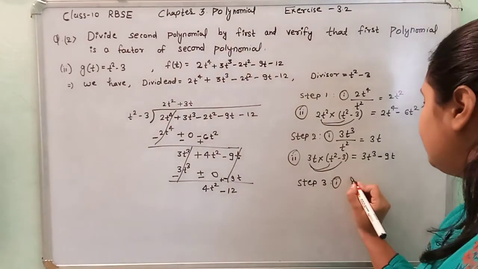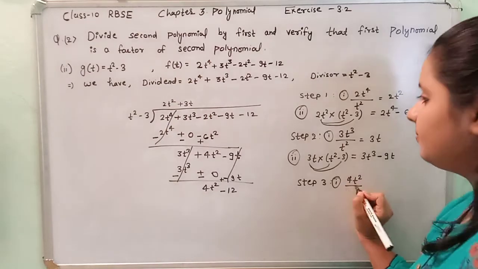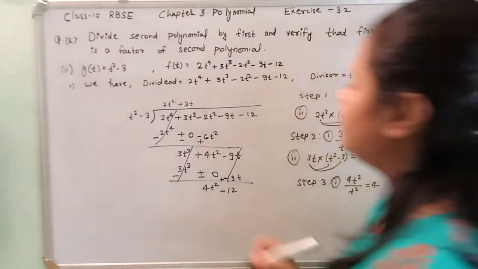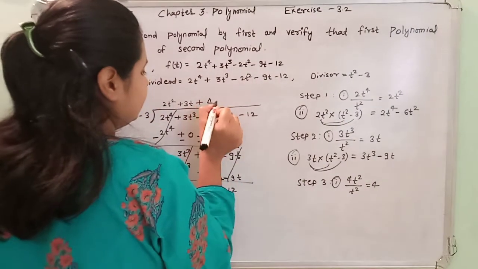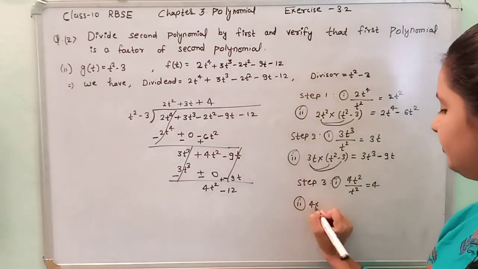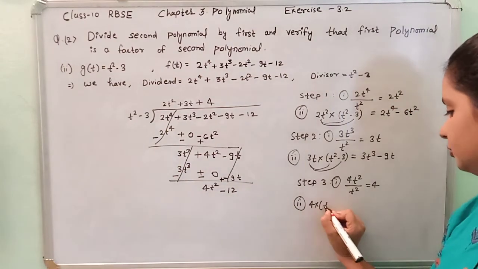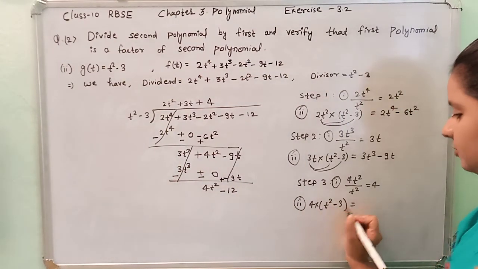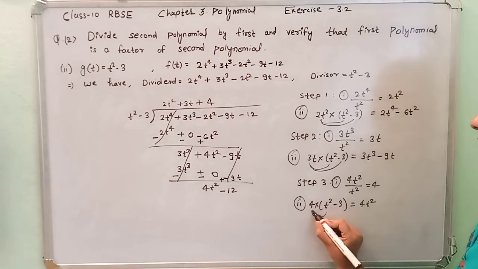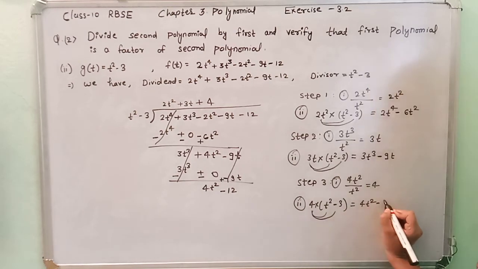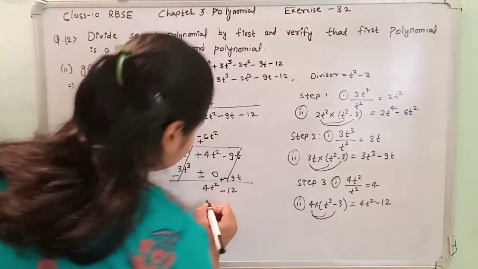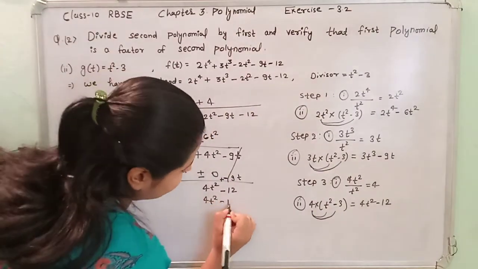We will divide the first term 4t square by the first term t square. So we will get 4. Now this 4 we will write here. Fine. Now this 4 will be multiplied by the whole divisor, t square minus 3, which is equal to 4 multiplied by t square. So this will be 4t square. Now 4 multiplied by minus 3, so we will get minus 12. Fine. Now this we will write here below. So 4t square and minus 12.